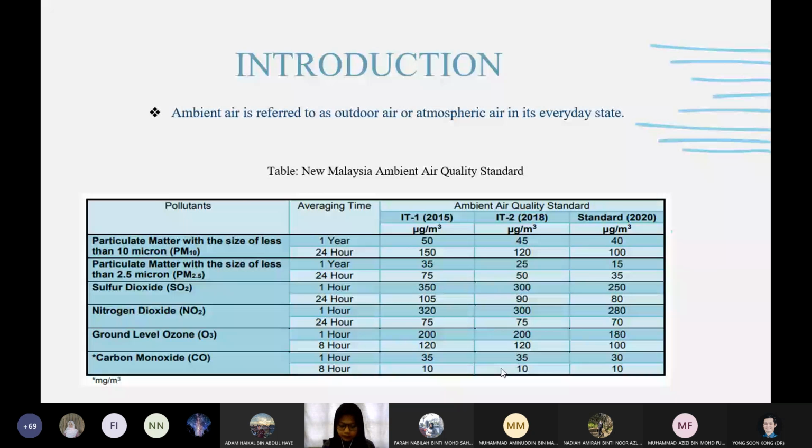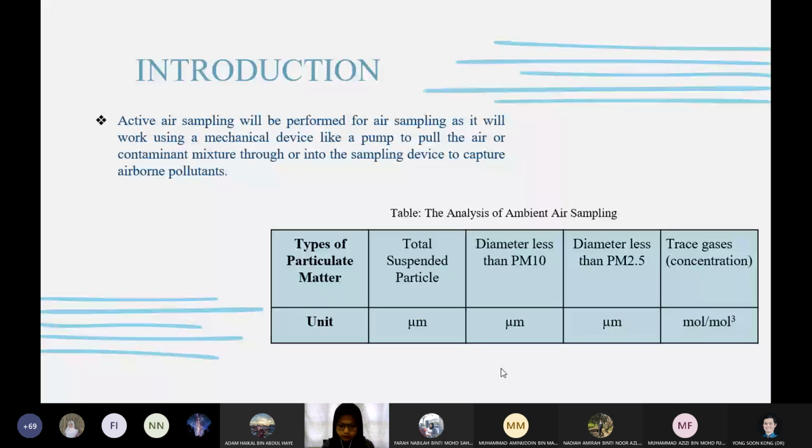Next, active air sampling will be performed. Air sampling works using a mechanical device like a pump to draw the air and contaminant mixture through or into the sampling device to capture airborne pollutants. Next, the table shows the types of particulate matter obtained in this sampling and their units.